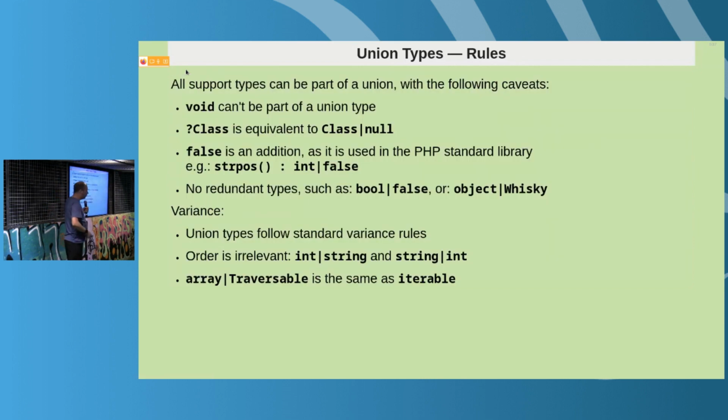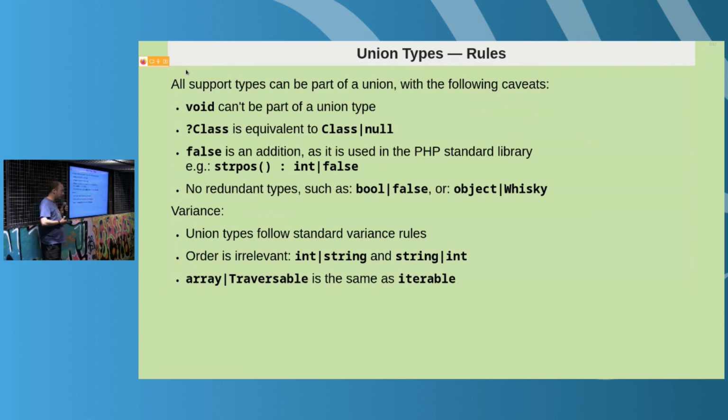Right. So union types have rules. You can't have void as part of the type, because something can't be something or nothing, because that makes no sense whatsoever. You can use question mark, which is equivalent to using or null.